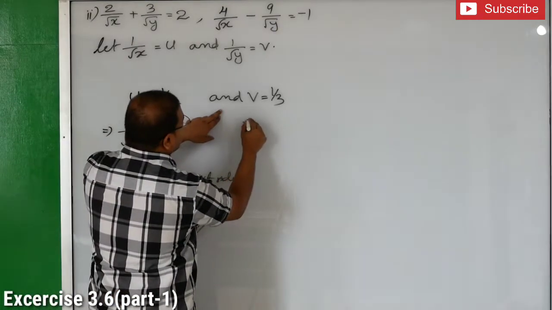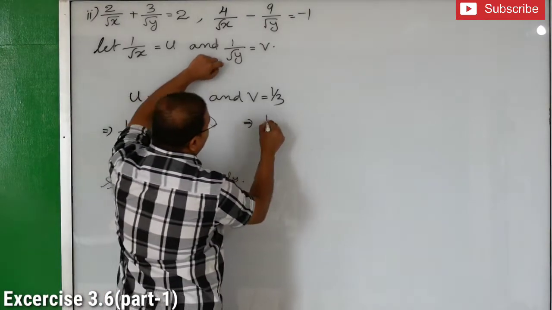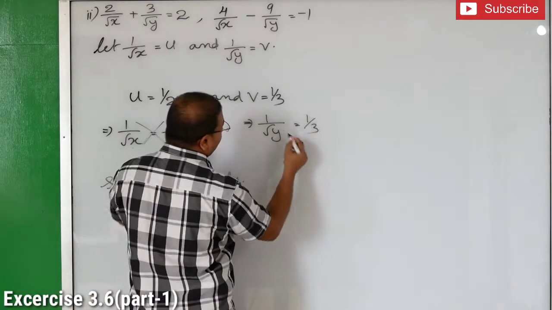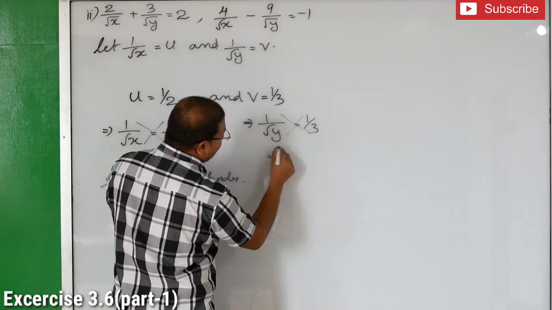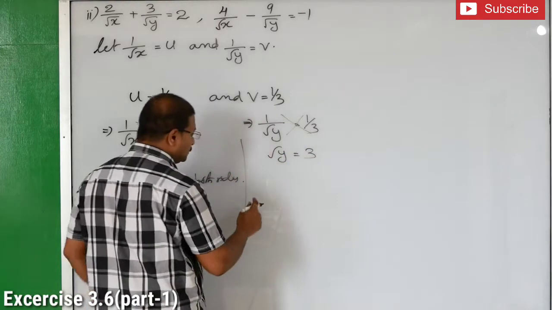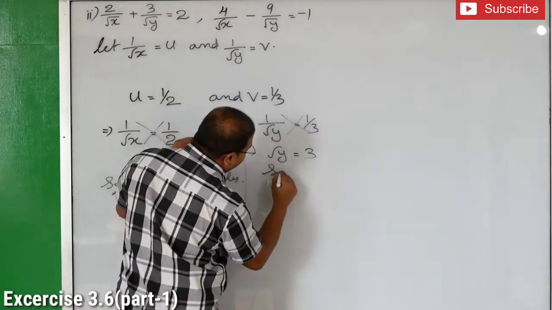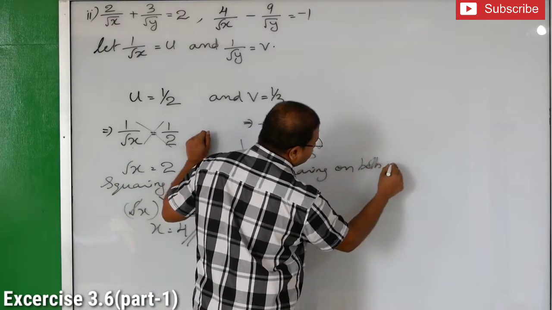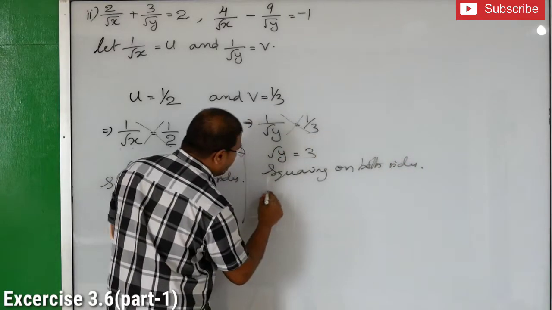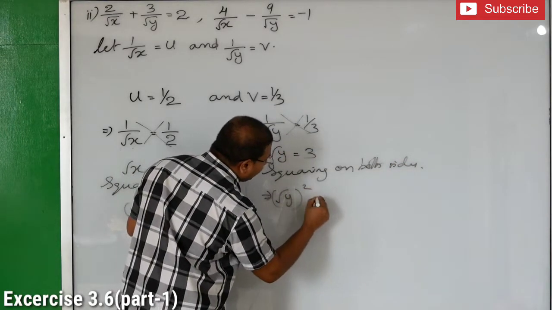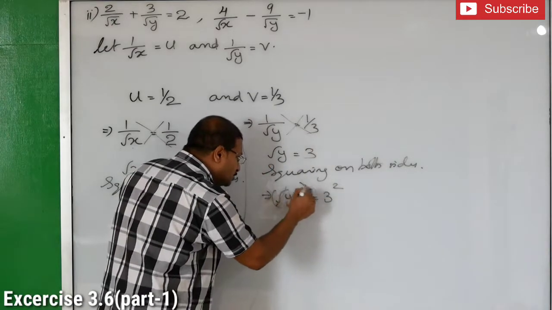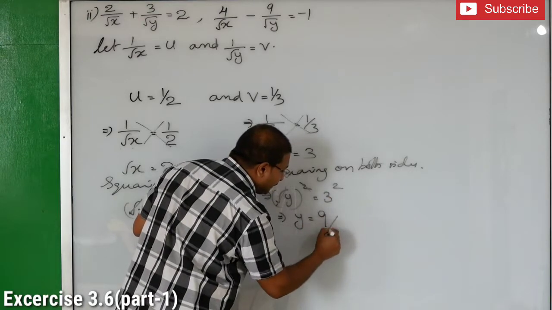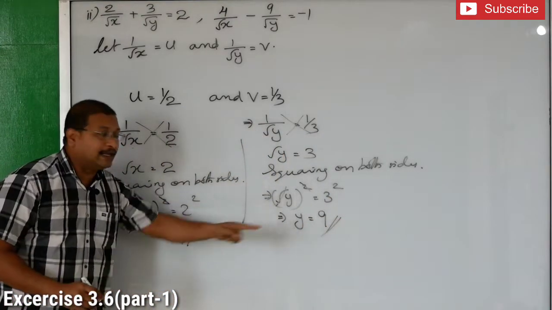Same style. This implies, what is the value of v? v is 1 by root y equals 1 by 3. Let's cross multiply. See, when you cross multiply, you will get root y equals 3. So to remove the root, what will you do? Squaring on both sides. That implies root y the whole square equals 3 square. Root and square will cancel. That implies y equals square of 3, 9. That means the value of x is 4 and y is 9.